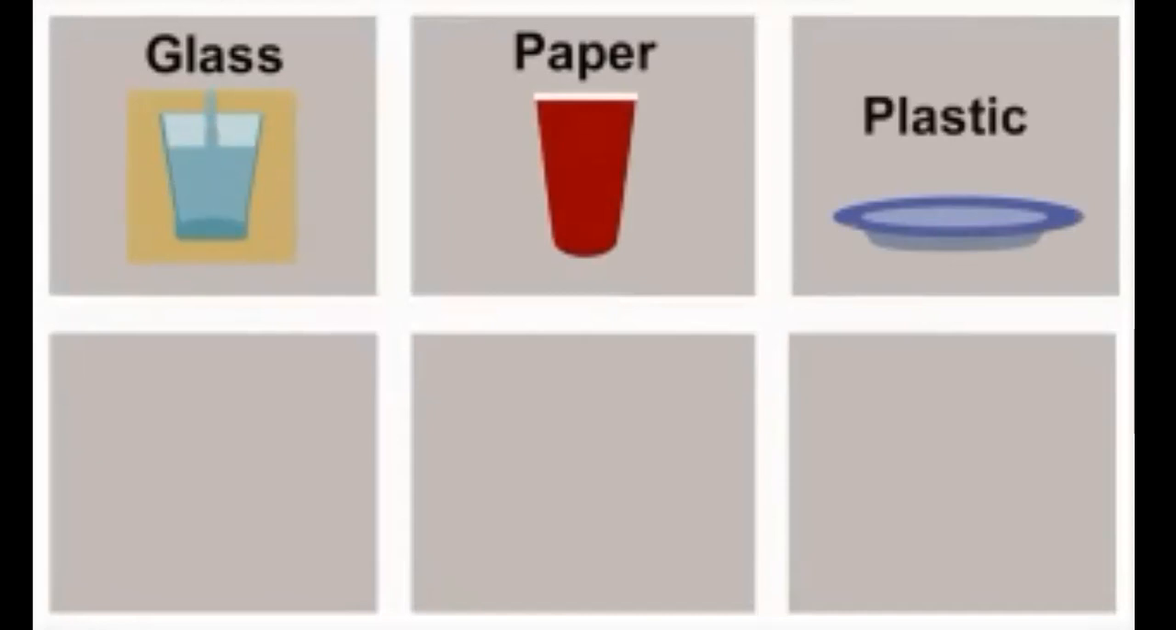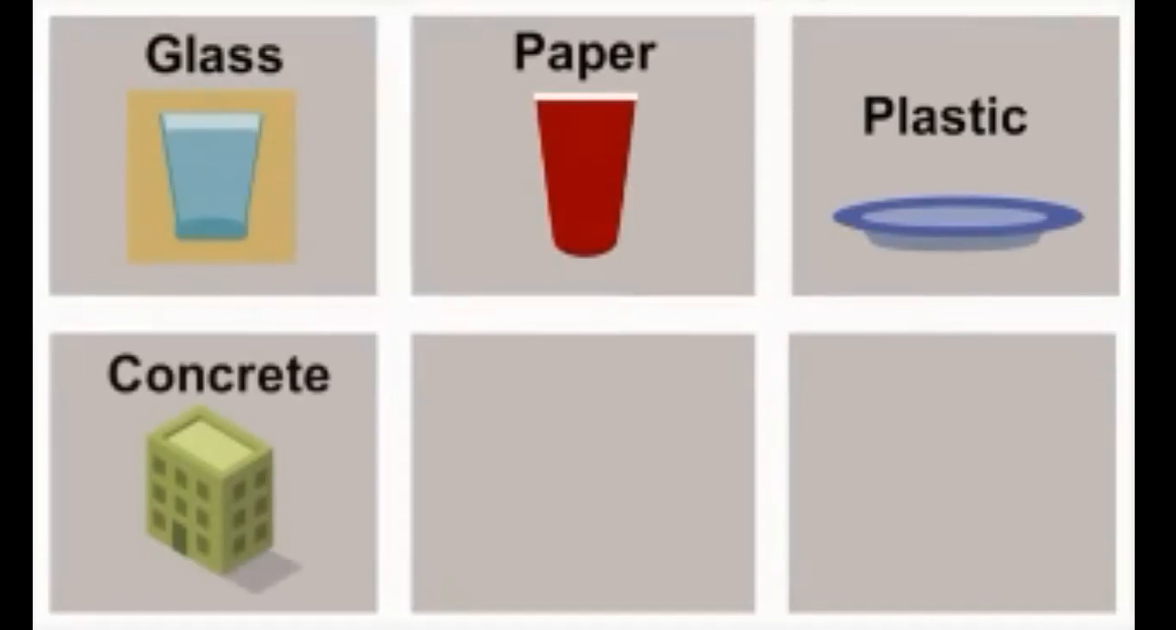A cup can be made out of paper, and paper, books, etc. are also made out of paper. So for that, the material is paper. And then we have plastic. Plastic is a very popular material. It can be used for utensils and a lot of other things like toys as well.